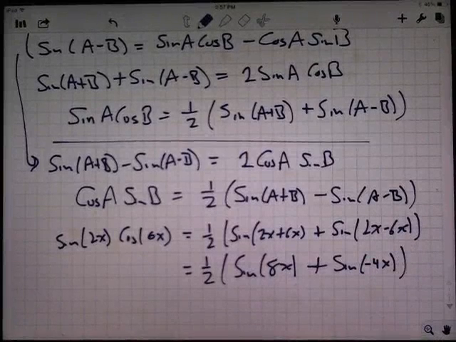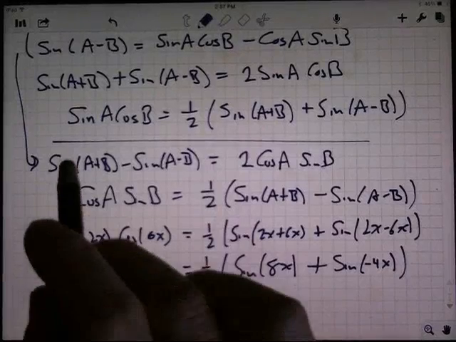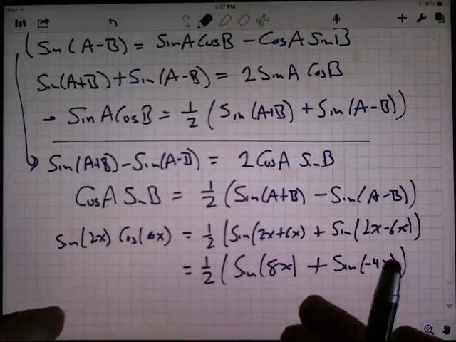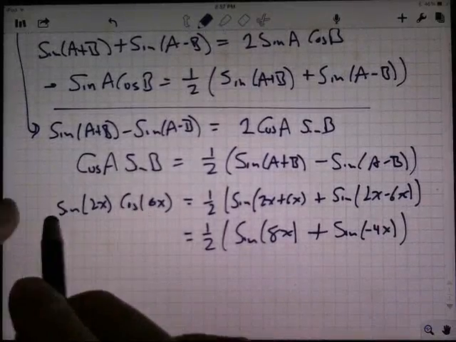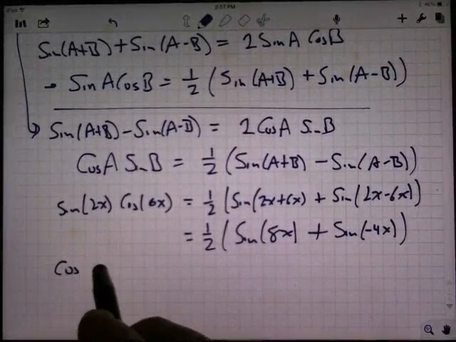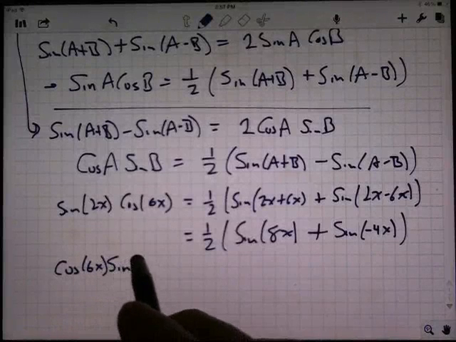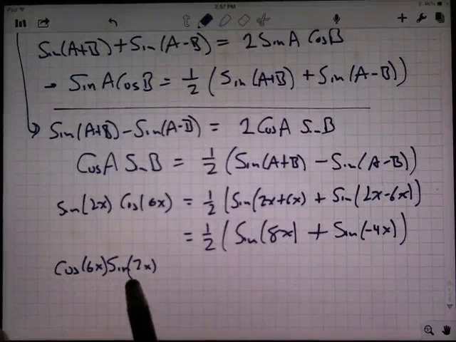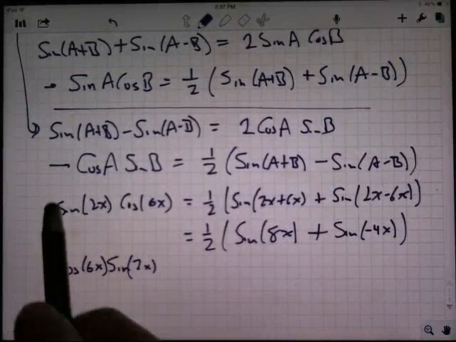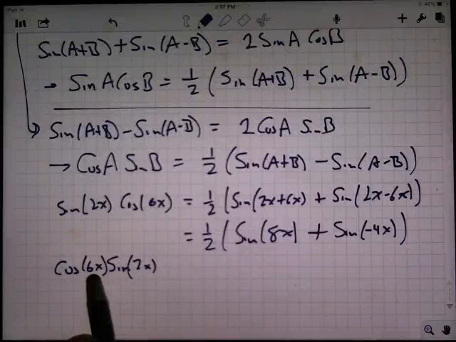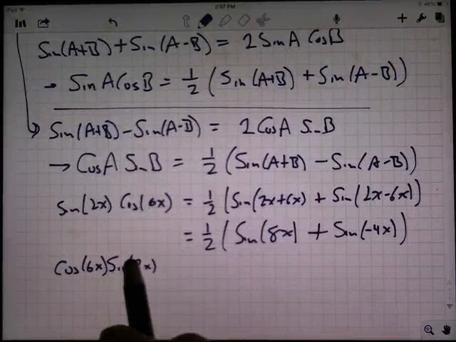Right? So that was using the first identity up here. Okay. Now let's try that same problem again, but this time let's just multiply in the other order. So suppose I call this cosine of 6x times the sine of 2x. Now I'm thinking about this identity because I've got the cosine first. So now 6x is playing the role of A and 2x is playing the role of B.